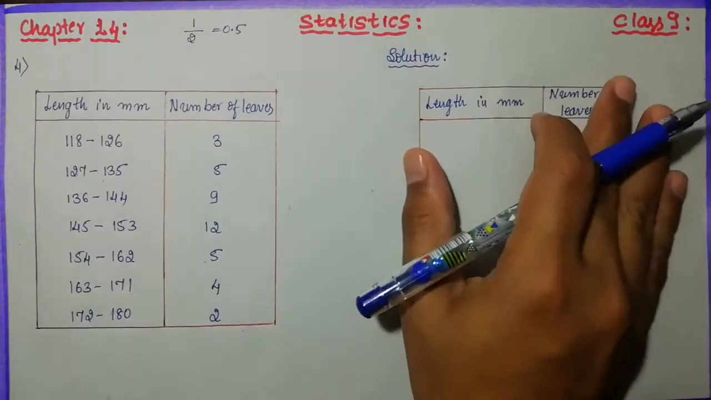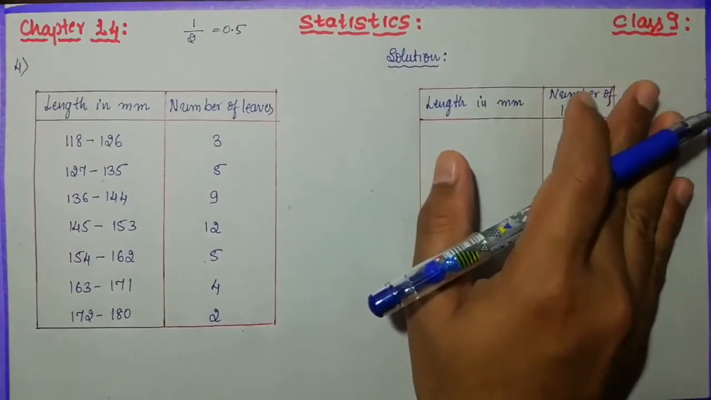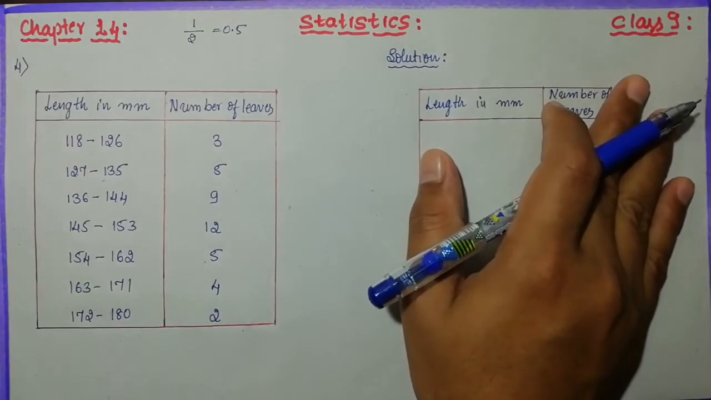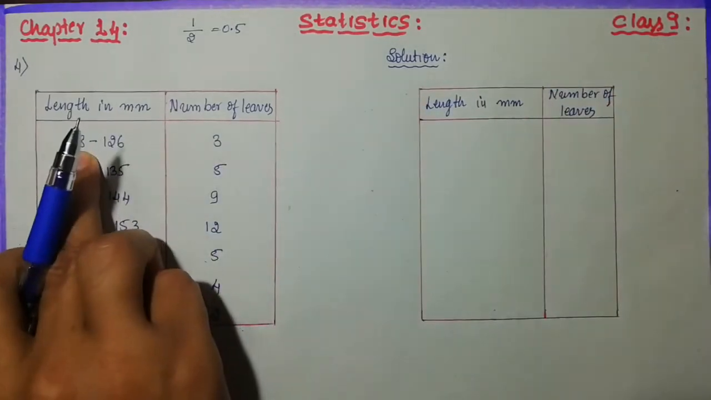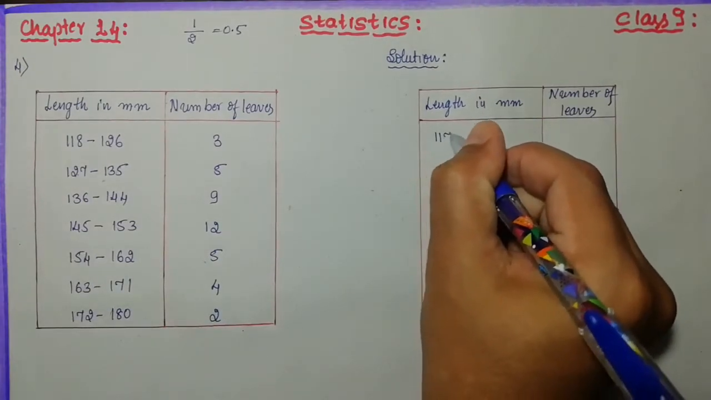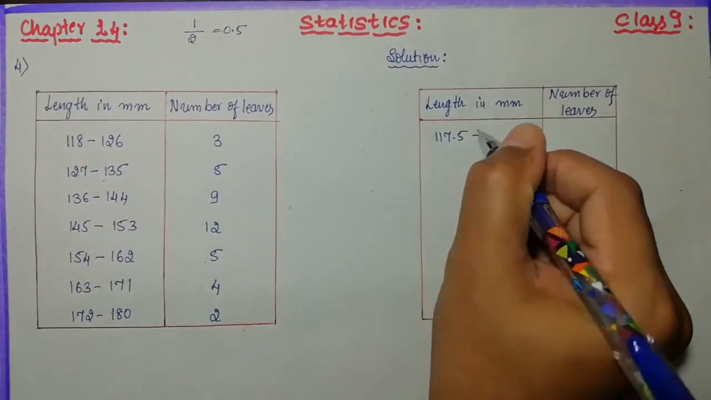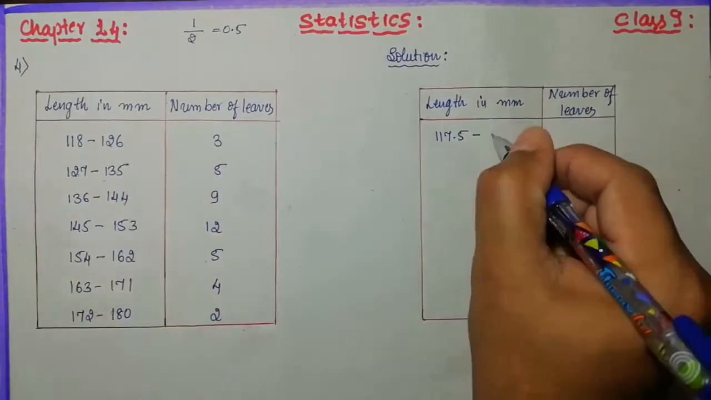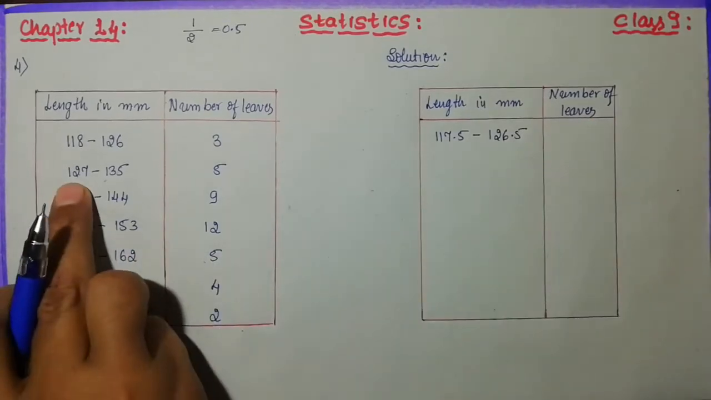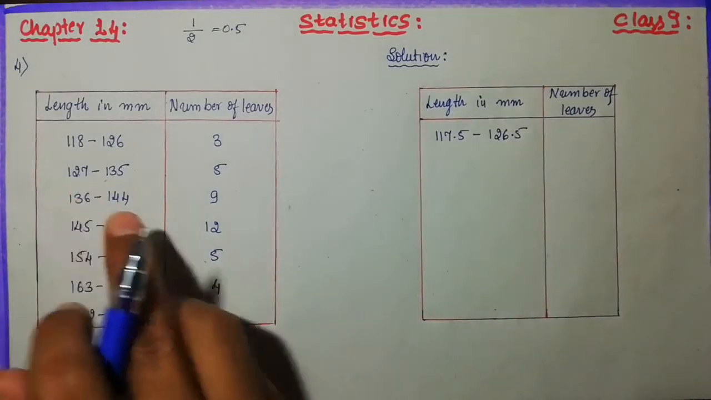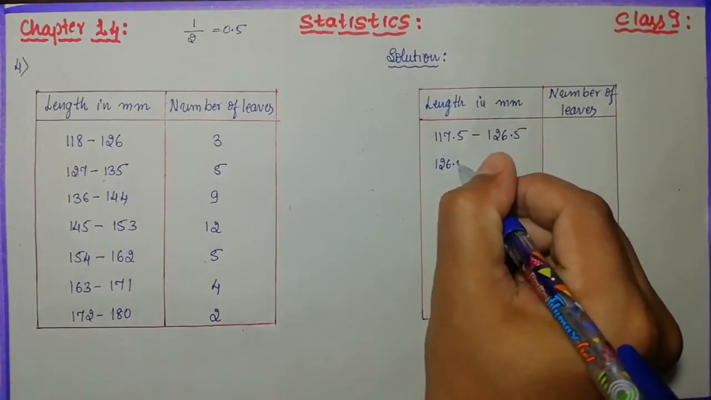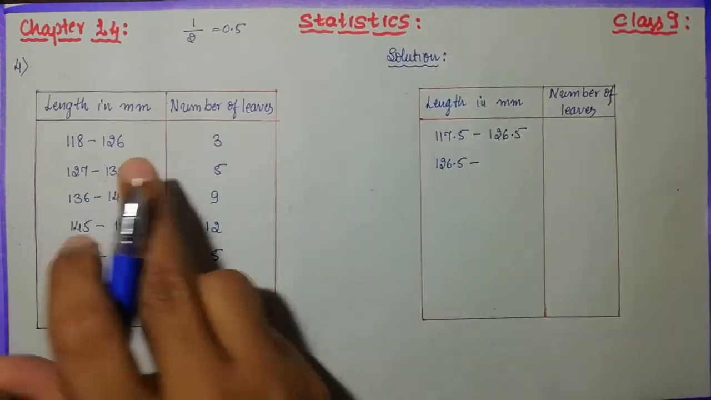Remember this one. Now I am going to write the modified table here, and this is actually the continuous frequency distribution table. Now look here, if you decrease 118 by 0.5 you will get 117.5, and if you increase 126 by 0.5 it will become 126.5. Now decrease 127 by 0.5, it becomes 126.5, and then increase.